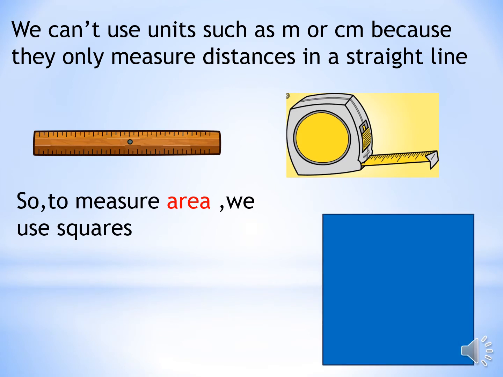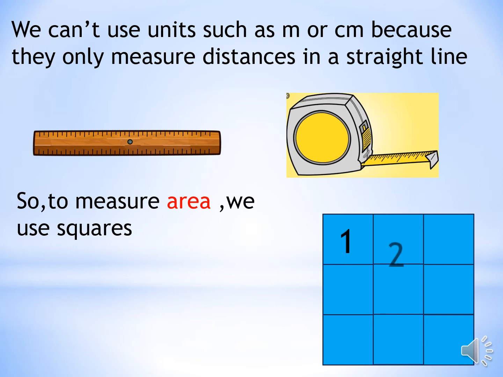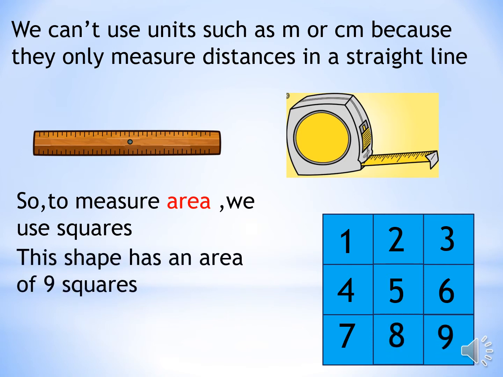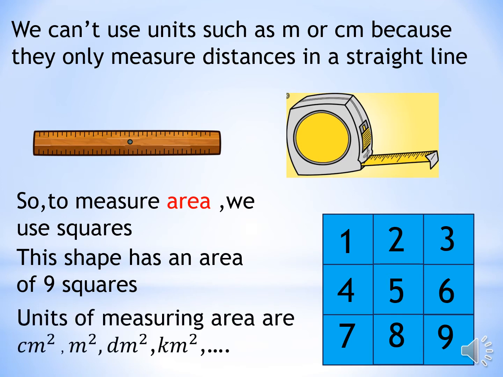If I have this square, I will divide it into squares of 1 centimeter units, and I will count how many squares I found. 1, 2, 3, 4, 5, 6, 7, 8, 9. So the area of this shape is 9 squares. And the units of measuring the area are centimeters squared, meter squared, decimeter squared, kilometer squared, and so on.